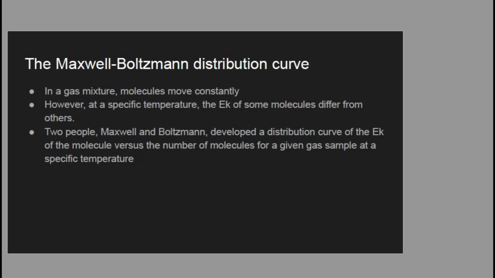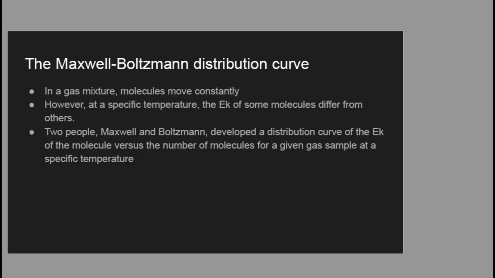Now the Maxwell-Boltzmann distribution curve. To begin, in a gas mixture, molecules move constantly. They're free to roam, free to just go about the day, admire the view, have fun. However, at a specific temperature, the kinetic energy of some of those molecules will differ from others. Some will have more, some might have less.